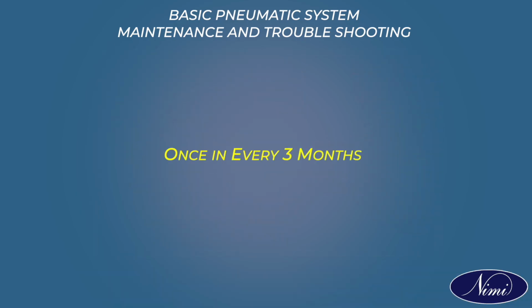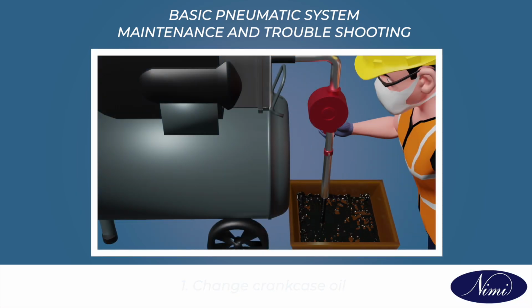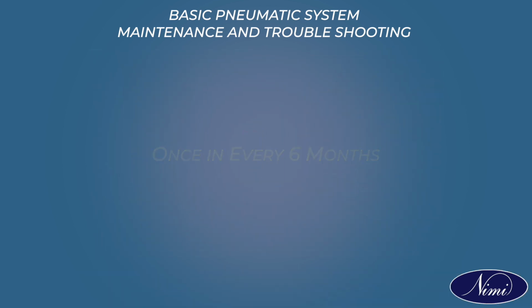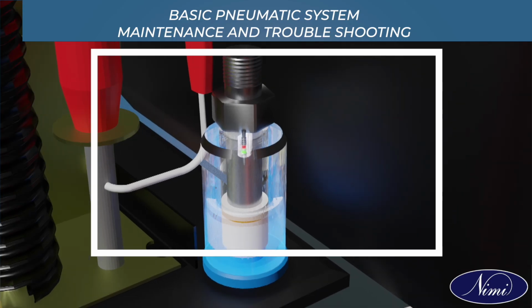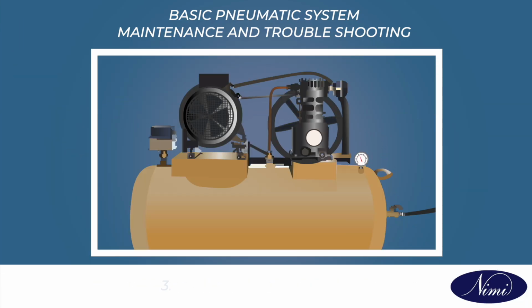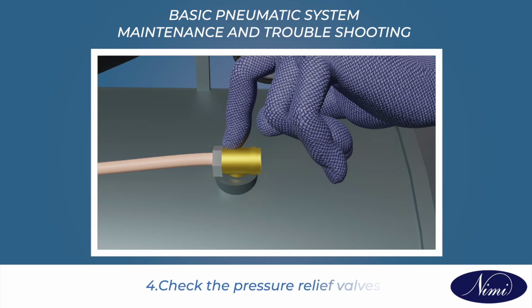Once in every 3 months: change crankcase oil. Oil the compressor motor. Check compressor pressure switches. Once in every 6 months: check for moisture, oil and dirt in airlines. Clean the intake air filter, felt and screw types. Check the compressor belt. Check the pressure relief valves.